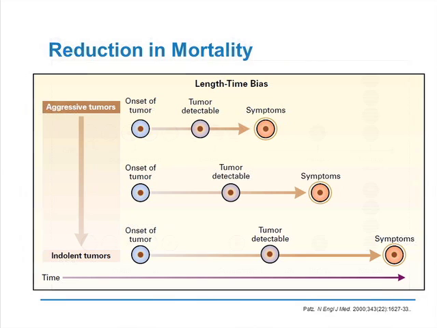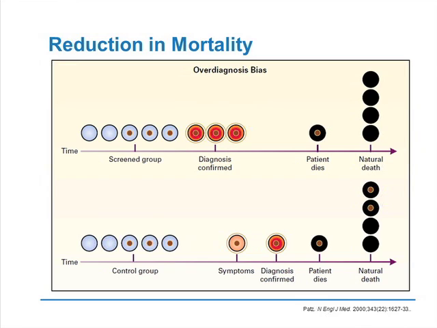The final bias to consider is called an overdiagnosis bias, kind of an extreme form of a length time bias. In this slide, you'll see that in both the screened and the control group, there are 3 cancers in each of those groups. All 3 are confirmed in the screen group, diagnosed based on screening, and one of those patients goes on to die of their cancer. The other 2 die a natural death, unrelated to the cancer, and they have both contributed to survival time.